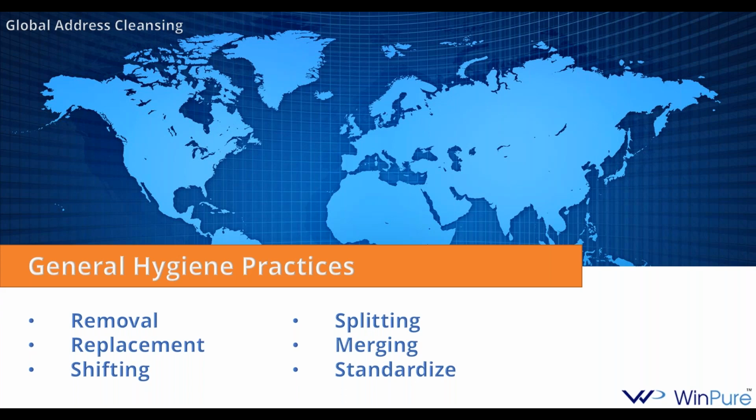In the context of today's webinar, we're looking at general hygiene, address cleansing, and normalization. Here's a short list of some of the more common operations. The first is removal, simply removing numbers, letters, characters, spaces, strings, or patterns. A simple example is removing the country code, like +1, from a phone number, right?